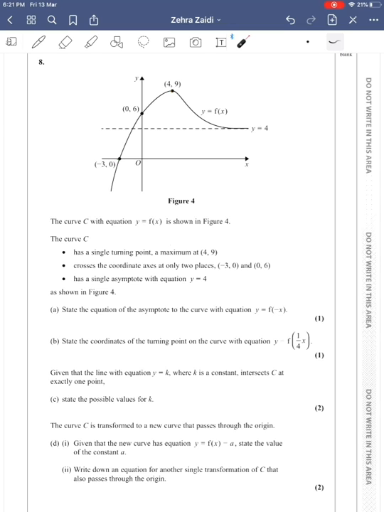Question number 8. The curve C with equation y is equal to f of x is shown in figure 4. The curve C has a single turning point, a maximum at 4, 9. So this is the single turning point, which is a maximum.